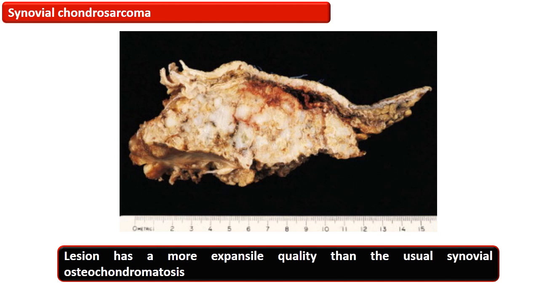Synovial chondrosarcoma is a rare entity that closely resembles synovial chondromatosis grossly and radiologically. The obvious histological features of malignancy are seen on biopsy, while morphologically this lesion has a more expansile quality than the usual synovial osteochondromatosis.